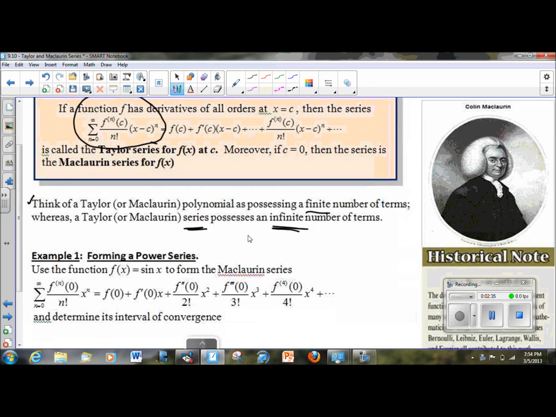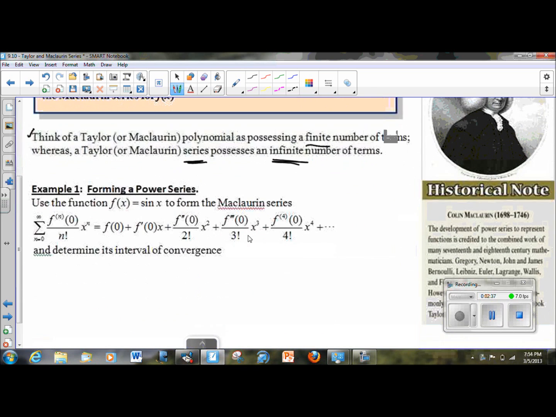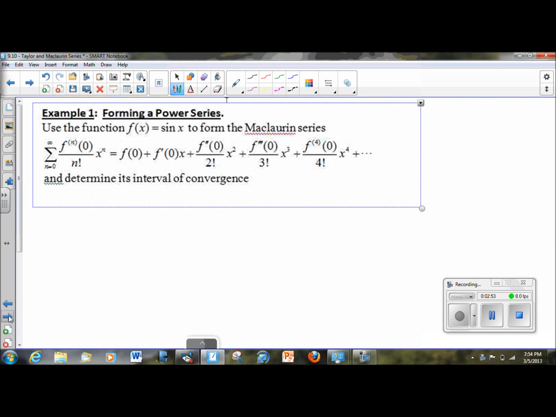Well, here is our example 1. We're going to use the function f of x equaling the sine of x to form the Maclaurin series as detailed by our definition above. And the last thing we want to do is determine its interval of convergence. So I'm going to start a fresh page here, and we'll get working on this.